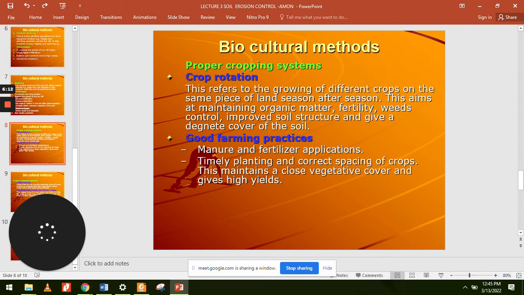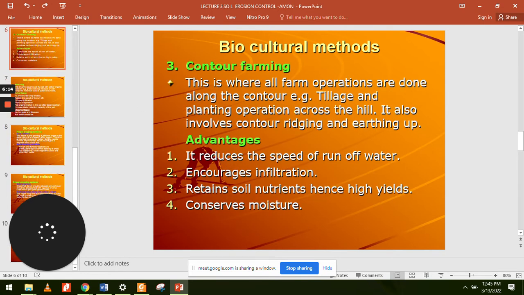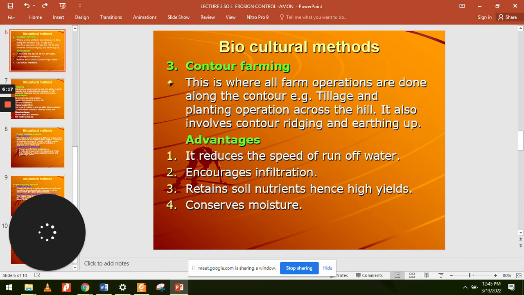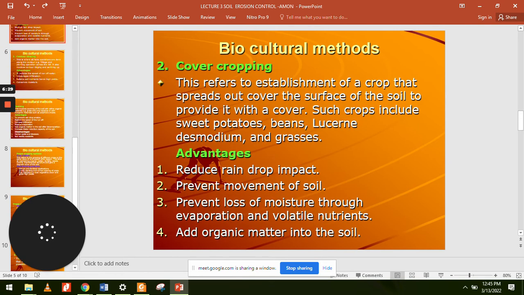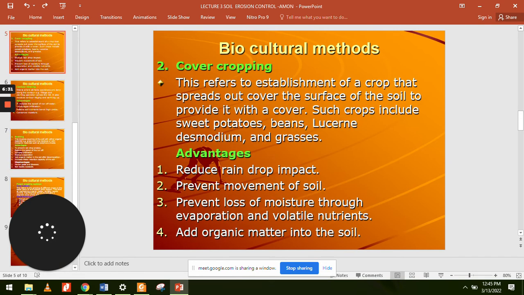Maybe Felix, you can tell us what you have learned today. Today I've learned about biocultural methods. One of them being contour farming. Also under biocultural methods we have cover cropping, which will reduce soil erosion.